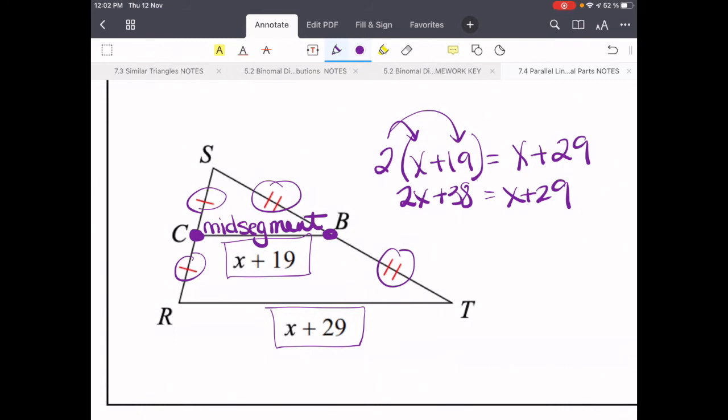Okay, and we'll subtract x. And well, we could subtract 38 from both sides. Okay, so that means we get x equals -9. Let's try one more like this.